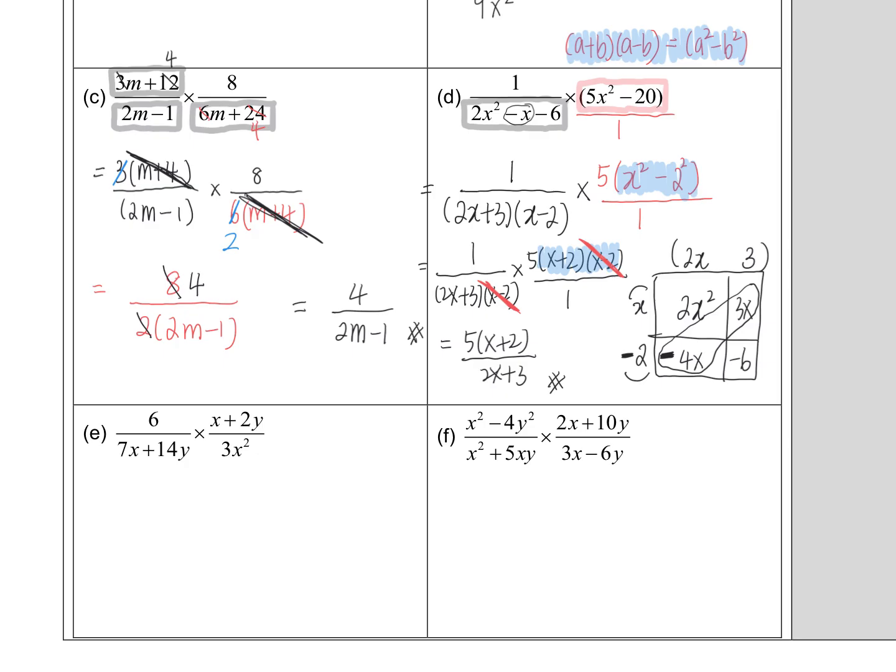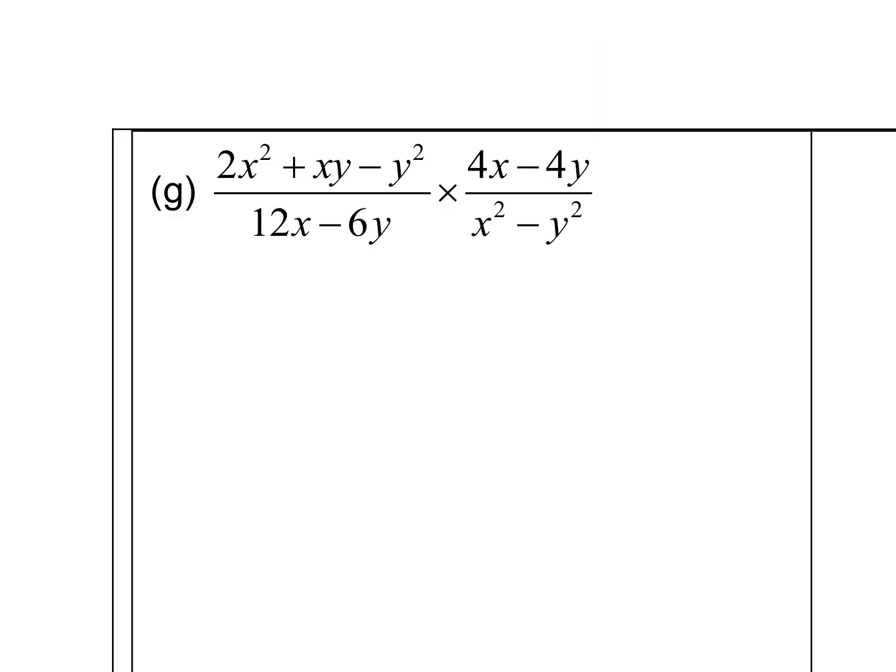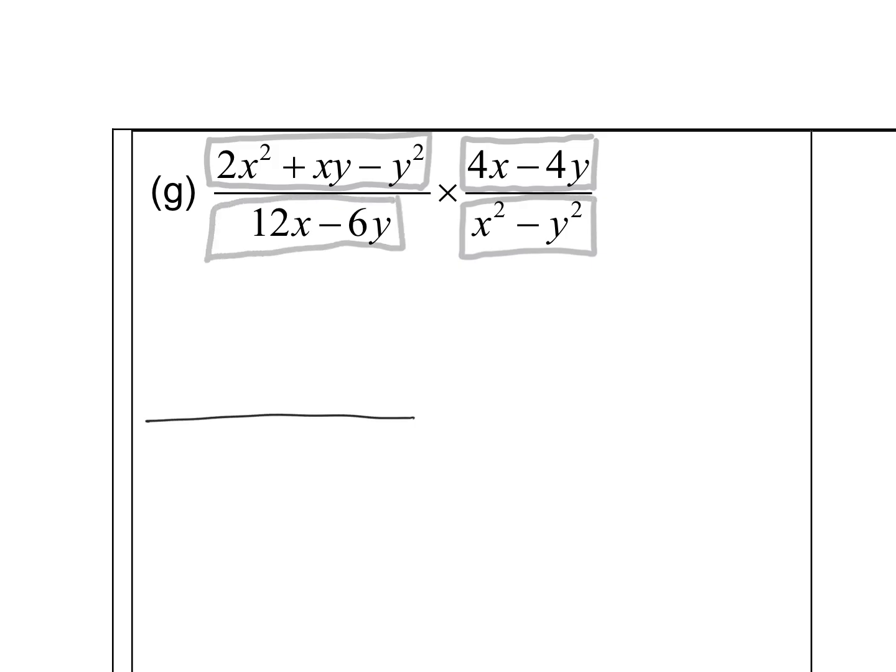Okay, E is doable. Can you all try on your own now? In fact, try F also. As long as you see a plus or a minus, you need to factorize it. So all these 4 need to be factorized. So let's factorize the easy one first. The denominator, we take out 6. So left 2x minus y. So this one is the easy one we do first.